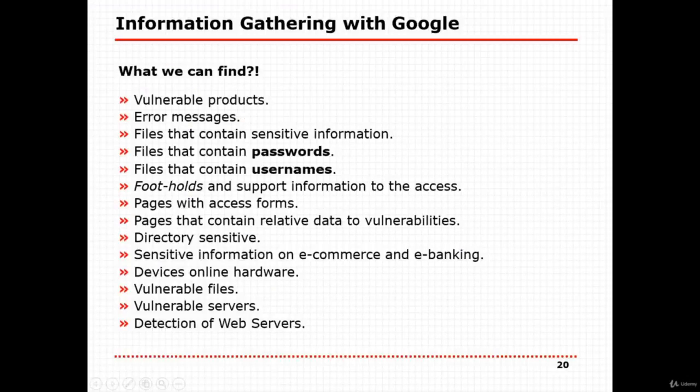We are looking for the most important and most fascinating information gathering from websites like Shodan.io, and I will show you how you can access some vulnerable information from all over the world, and also passwords and usernames from files containing them. What we can find are vulnerable products, error messages, files that contain sensitive information, files that contain passwords and usernames, pages with access forms, directories with sensitive information, backup devices, online hardware, vulnerable files, vulnerable servers, and detection of web servers.